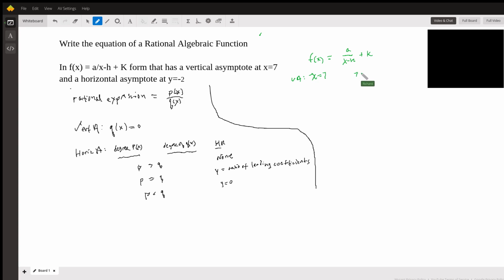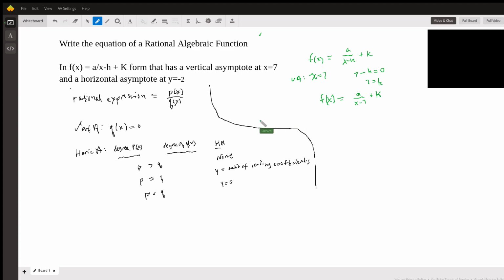So that means 7 minus h has to be 0, right? The vertical asymptote occurs when the denominator is 0. So that's 7 equals h. And so now we can write f of x is equal to a over x minus 7 plus k. Okay, so that's the vertical asymptote.